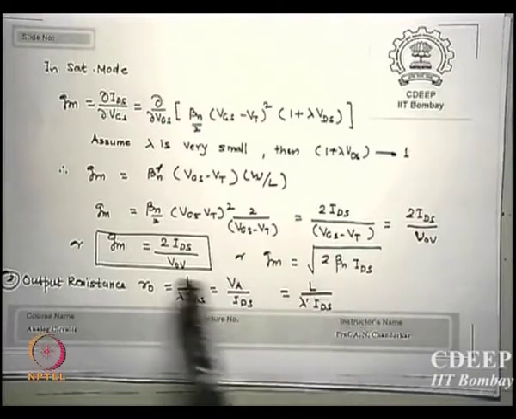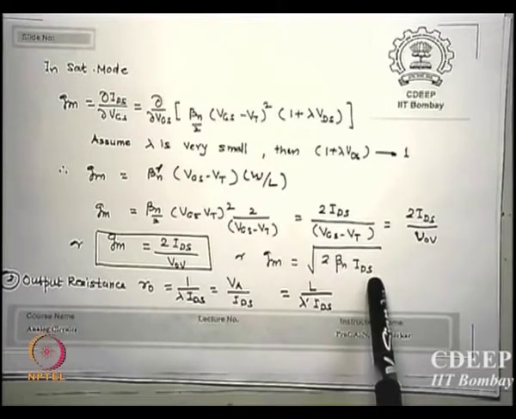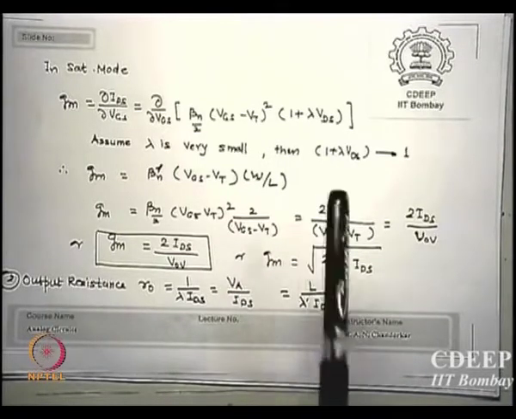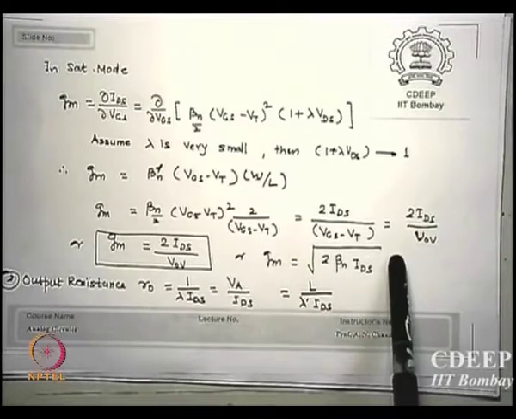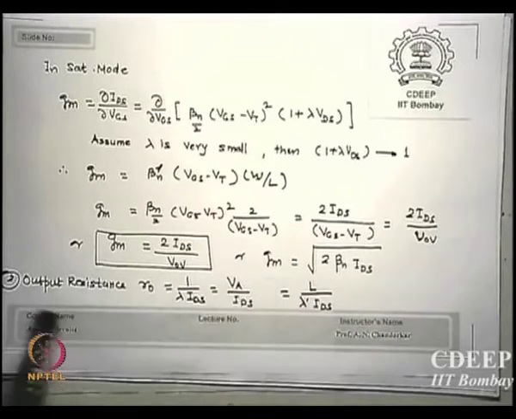Is that clear? The assumption is that someone is giving me VOV, but if I am given IDS only, I can still evaluate. Is that clear? So that is the method of evaluation. Either case can be used. They are the same, by the way; the expressions are the same.